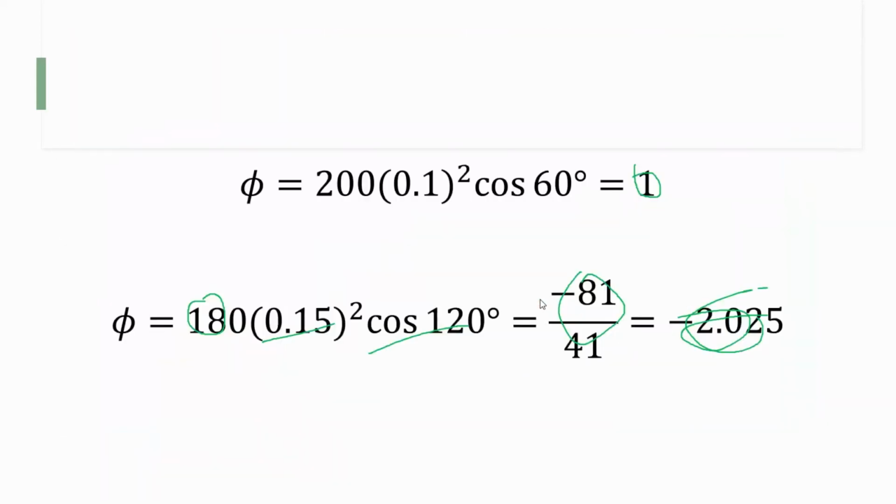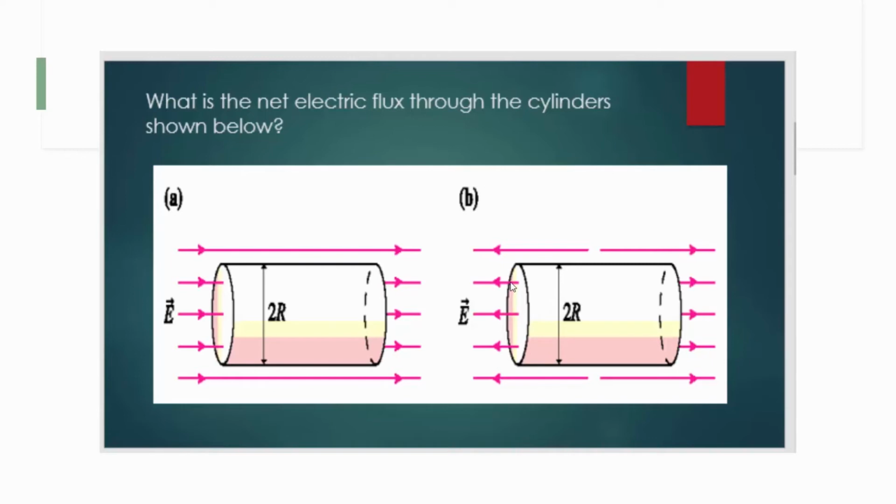So, ayan. Next, what is the net electric flux through the cylinders below? So, imagine muna natin itong cylinders as 3D objects, may top surface, left surface, right surface, and bottom surface. Sa top and bottom, merong zero flux kasi ito yung direction ng electric field, ito yung direction ng area vector. Cosine 90, that's 0.